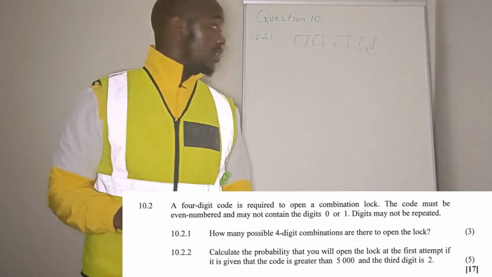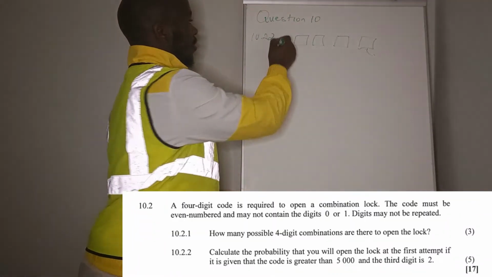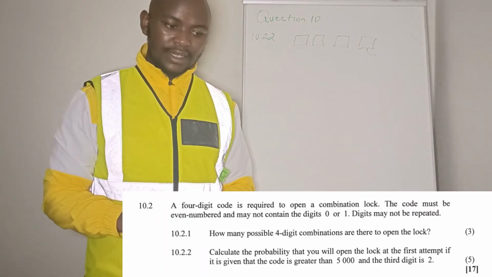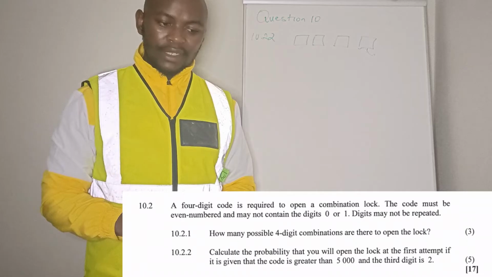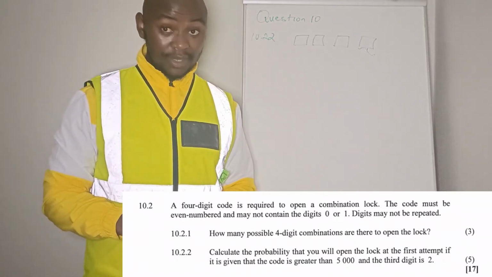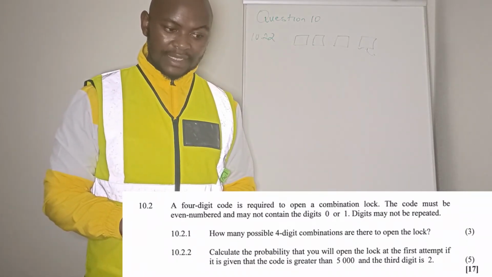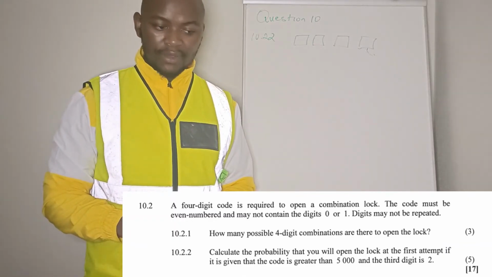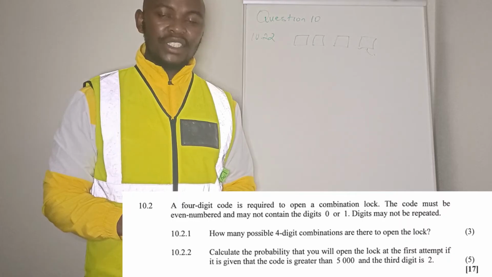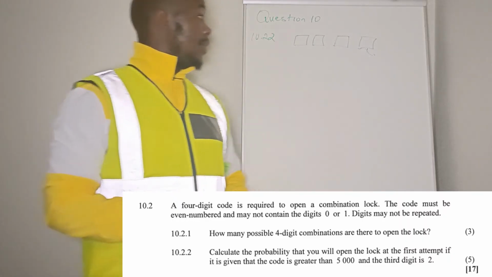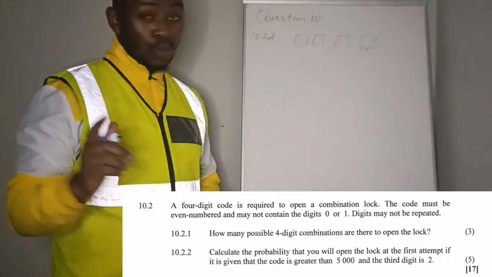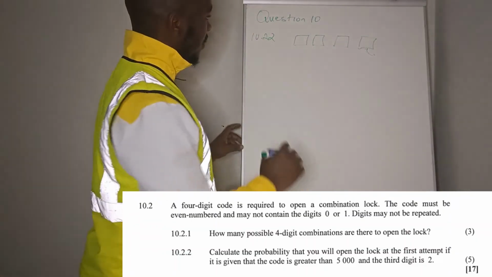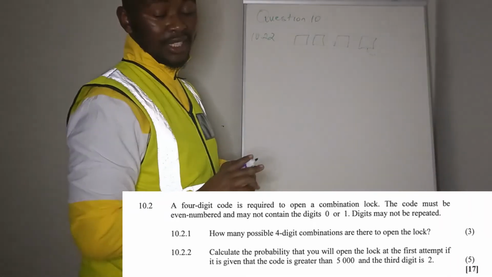The next question is asking us to calculate the probability that you will open the lock at the first attempt if it is given that the code is greater than 5000, and the third digit is 2. So the code is greater than 5000, and the third digit is now 2.